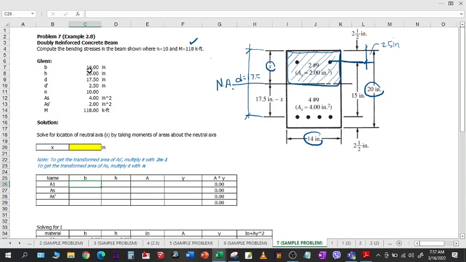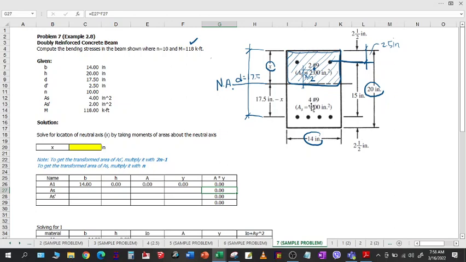Area 1 has a width of 14 inches. And it has a height of x. Alright? So, I refer to this cell. Okay? Then, area is simply base times height. And y is the distance from the centroid of this area to the neutral axis. So this distance. And this is simply x over 2. So x over 2 equals this value here, the C20 cell, over 2. Okay, and your Ay is the product of this cell and this cell.